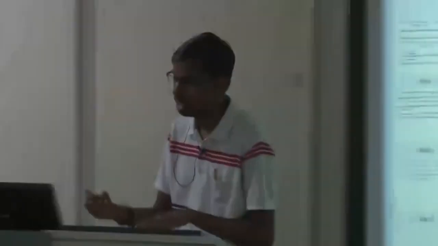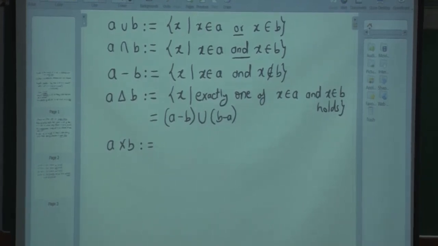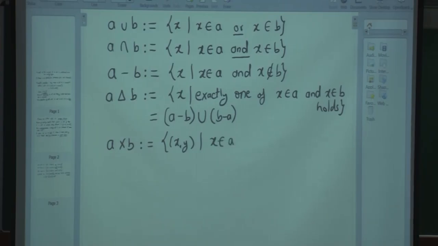Cartesian product, yes, very interesting concept. So, what is Cartesian product? A cross B. Don't be so afraid to talk, you know these things. The pairs X comma Y such that X belongs to A and Y belongs to B. Very good. What is the meaning of this pair?